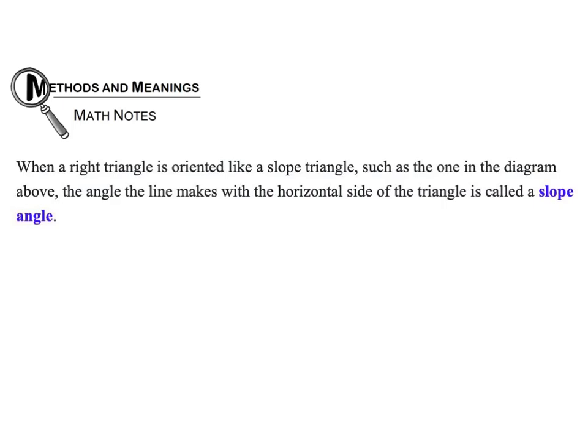When a right triangle is oriented like a slope triangle, such that, as in the diagram above, the angle the line makes with the horizontal line is called the slope angle. I just want to make sure you understand what I mean by slope angle. If you're looking at your rise and your run in this fashion, then this is always your slope angle.